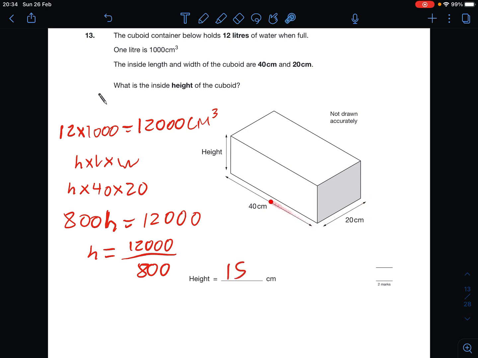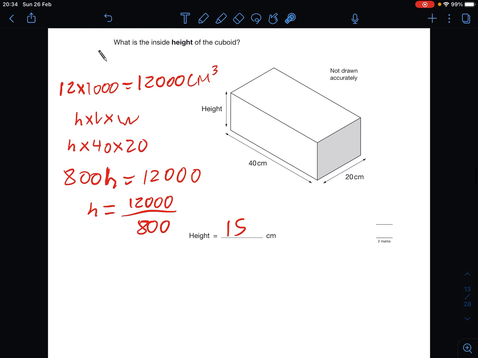I know it says not drawn accurately, but just looking at that, this looks like the shortest, but it's not a lot shorter than that. Okay, you can't always rely on diagrams, but sometimes they will help you.